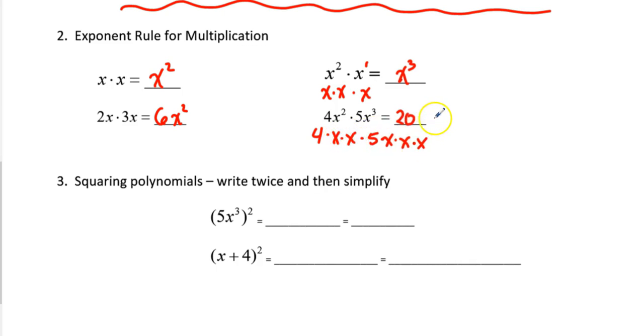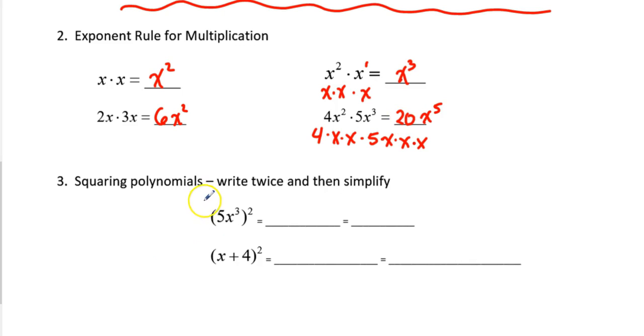How many factors do I have of x? Well, looks like there's 5 altogether, right? So it's x to the 5th. So think back. What's your shortcut here? Okay, well, obviously you're going to add the exponents when you're multiplying. And the coefficients, we do what we always do, is multiply.